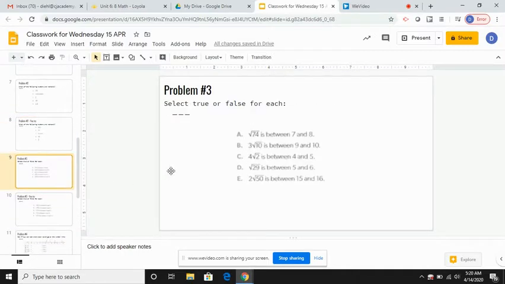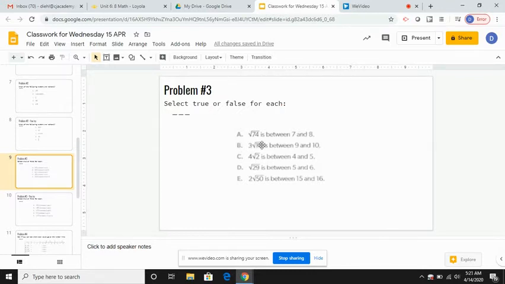All right, number 3. Let's see if we can start placing these numbers on the number line. Square root of 74, is that between 7 and 8? Well, I know the square root of 49 is 7, and the square root of 64 is 8. So any square roots between 49 and 64 must be between 7 and 8. Since the square root of 74 is bigger than that, it must be larger than 8 and not between 7 and 8. Therefore, A is false.